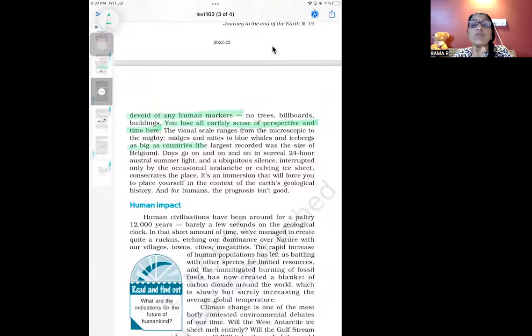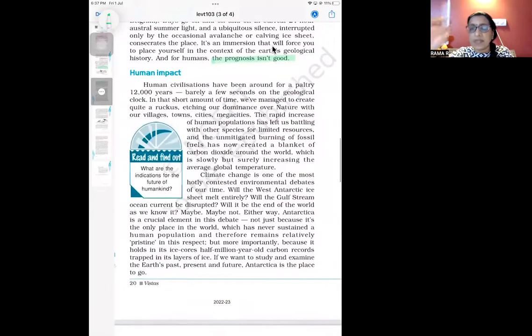It's an immersion that will force you to place yourself in the context of Earth's geological history. And for humans, the prognosis is not good. Now, what is prognosis? आप लोग डॉक्टर के पास जाते हैं, right? So, when you go to the doctor, the doctor asks you, आपको क्या बीमारी है? तो आप बताते हो मुझे खांसी है, जुकाम है. You tell some of the symptoms. So they are all the prognosis, and that is used for the diagnosis.